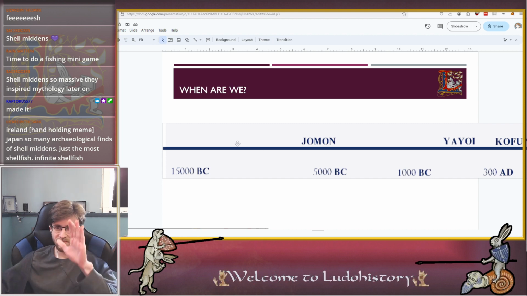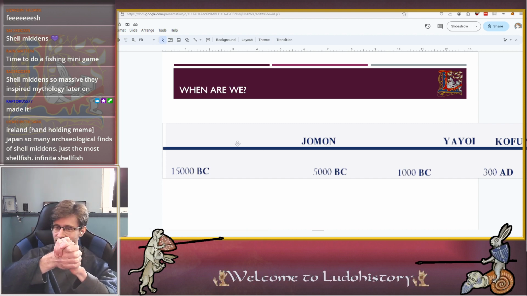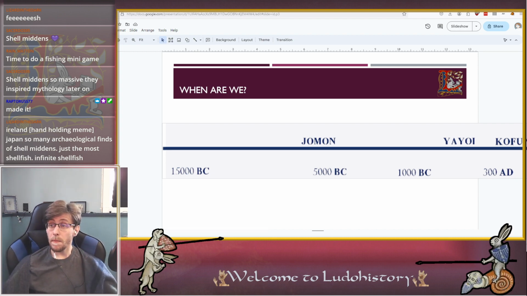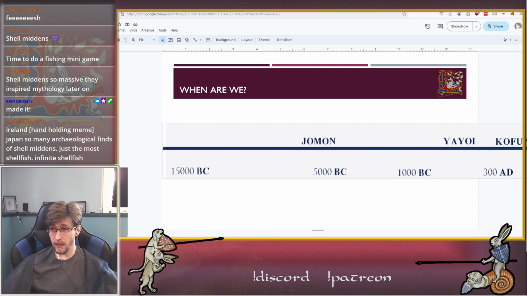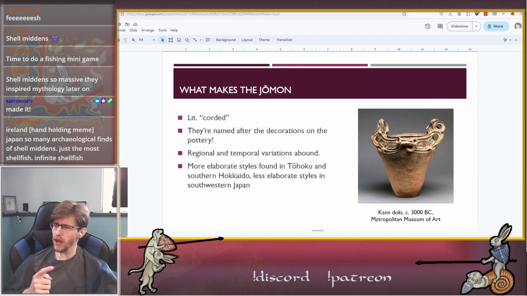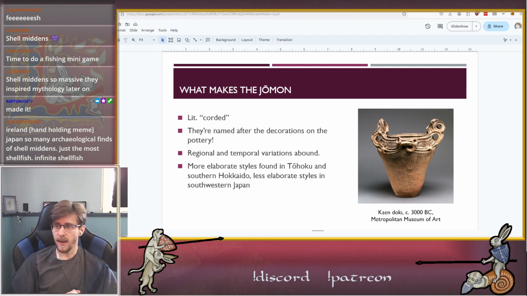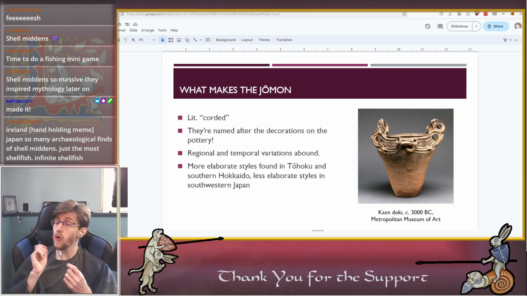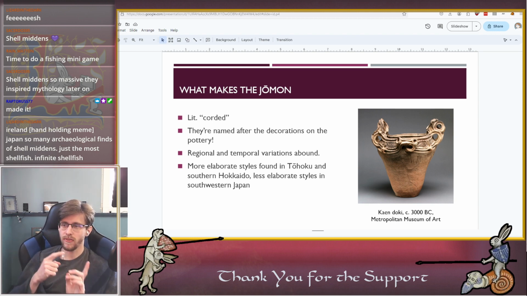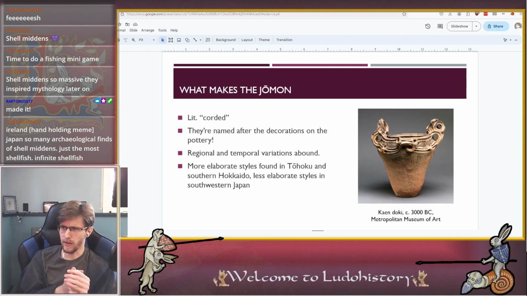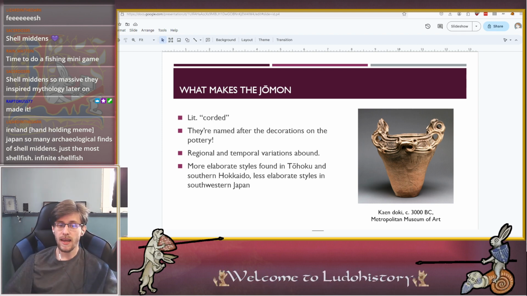Ireland, Japan, so many shellfish. Infinity shellfish. So, we've got a more detailed timeline in just a moment, but firstly I wanted to talk about what makes the Jomon. Because the word Jomon actually means corded, and so it's actually named after the style of pottery. A fabulous example is this Kaen Doki from the Middle Jomon, about 3000 BC.